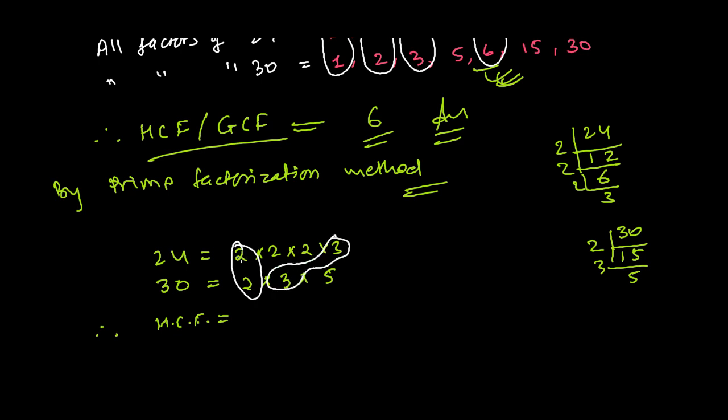All right, so here 2 is common and 3 is common, so it means 2 times 3, that's 6 is our answer. This is how to find out the prime factor. This is how to find the highest or greatest common factor using prime factorization method.